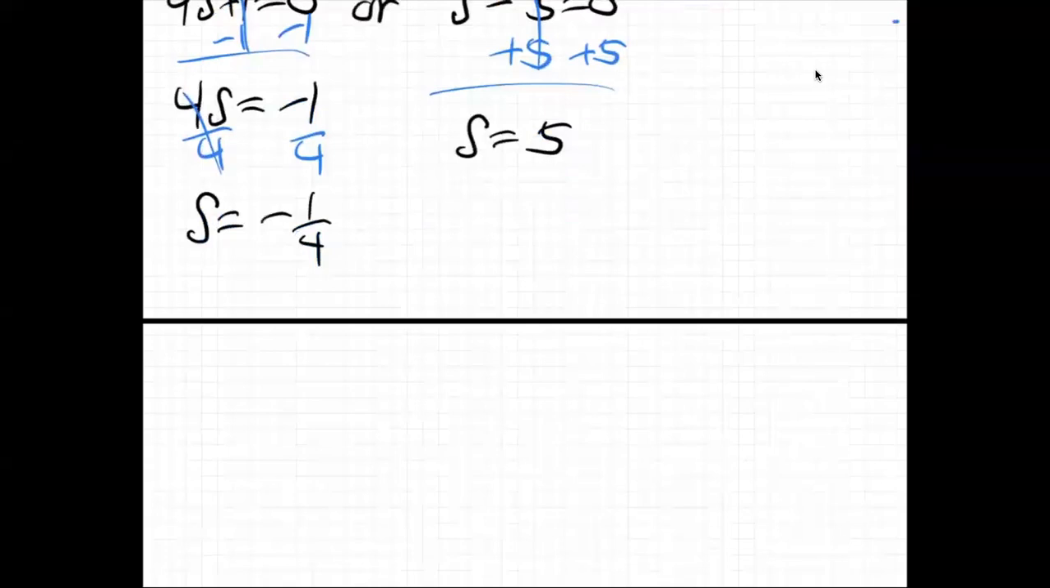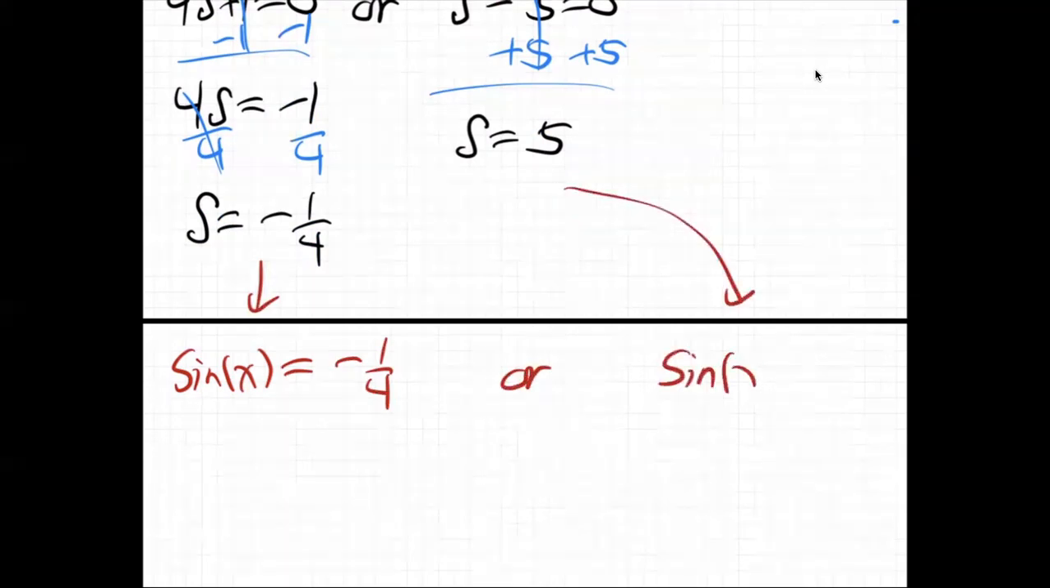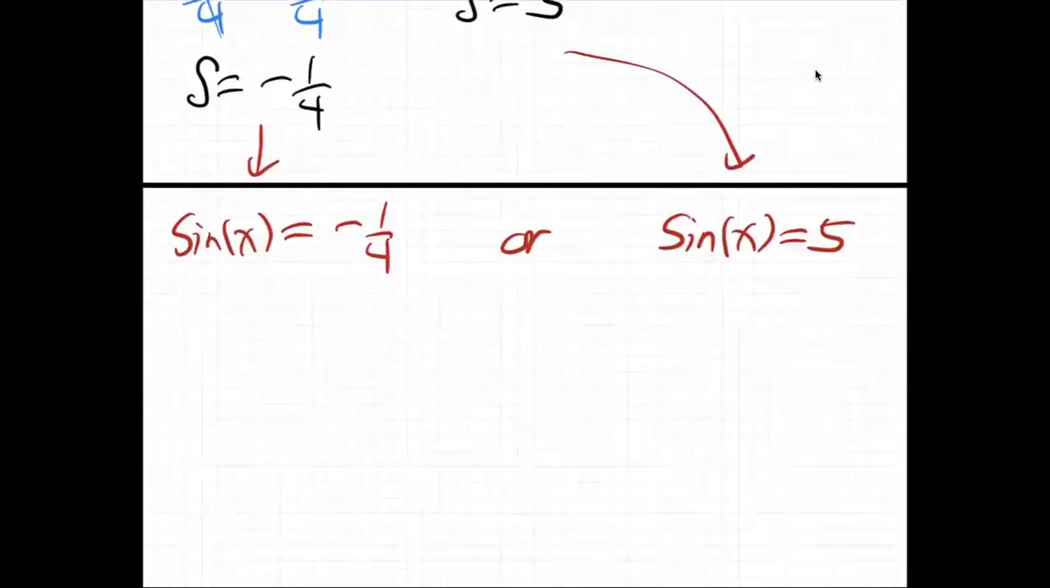So let's go back. What was the original question? This is sine, isn't it? This really says sine of x equals -1/4. And then we'll say or, and then over here, sine of x equals 5. Okay. So now we're getting close. Now, how do we finish the process? We've got to finish this and finish this. What are we going to do?